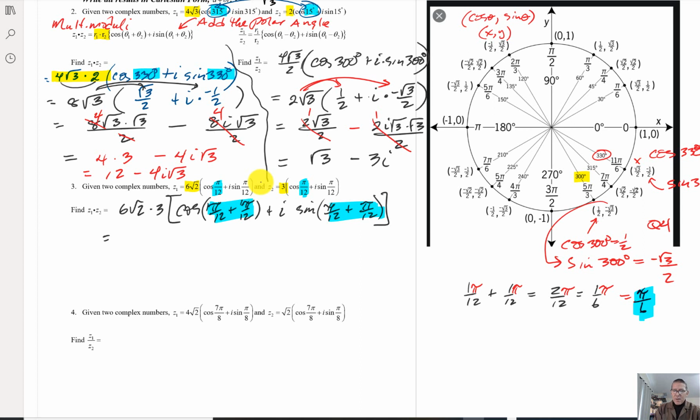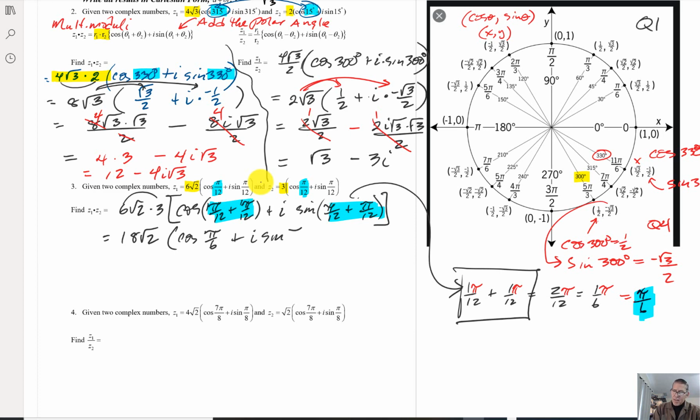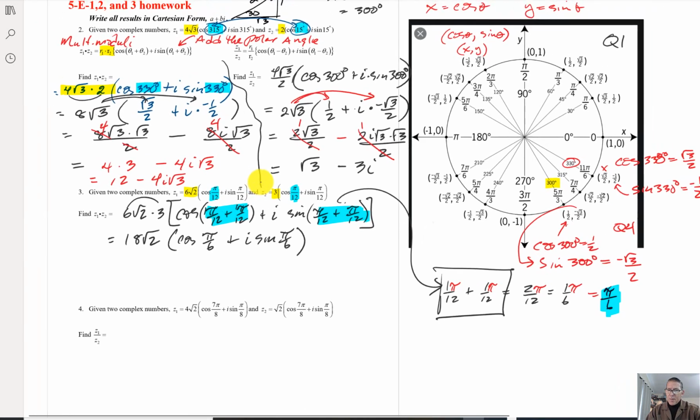Now we have 6 root 2 times 3, which is 18 rad 2. 6 times 3 is 18, times the cosine of the angle. And again, I did it on the side here. When you add angles, 1/12 and a 12th is 2/12, but 2/12 is 1/6, and so you get pi 6, which is just an angle on the unit circle in quadrant 1. We'll do that here in a minute. So plus I times the sine of pi 6.